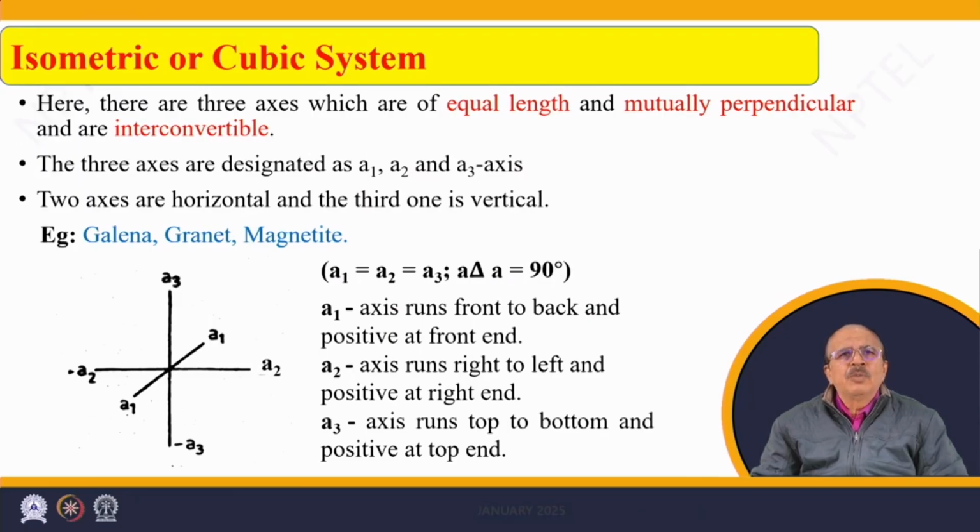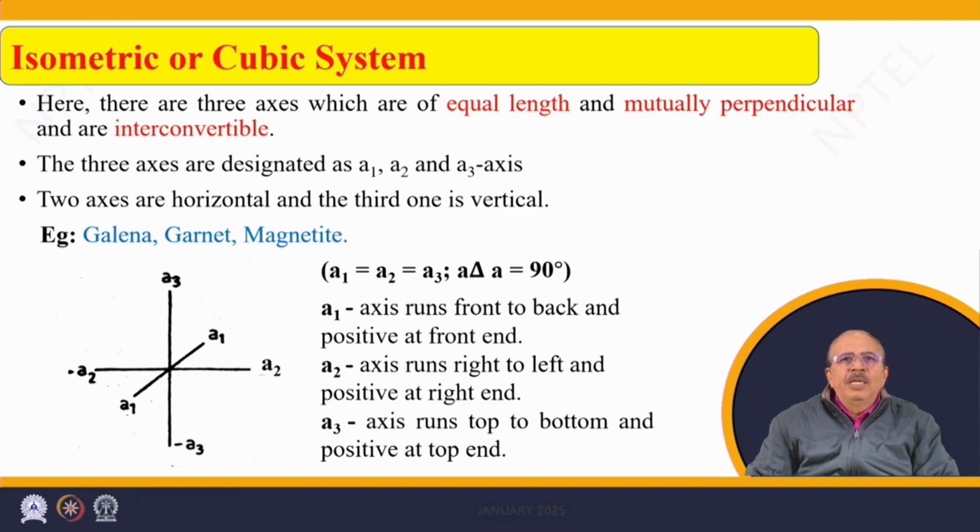Now, we will discuss each system one by one. So, the first one is the isometric or cubic system. Here, there are 3 axes which are of equal length, mutually perpendicular and interchangeable. The 3 axes are designated as A1, A2 and A3 axes. Two axes, A1 and A2, are horizontal, and the third, A3, is vertical. Examples of this system are galena, garnet, magnetite, etc. These are good examples of the isometric system.